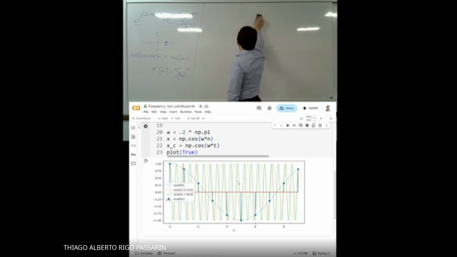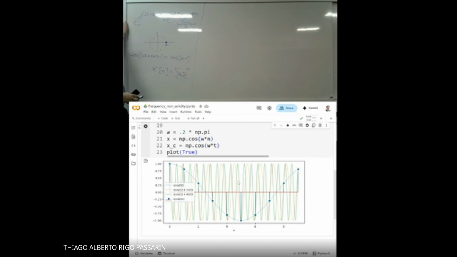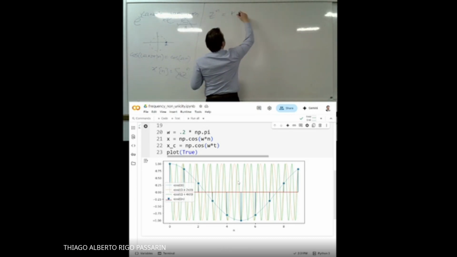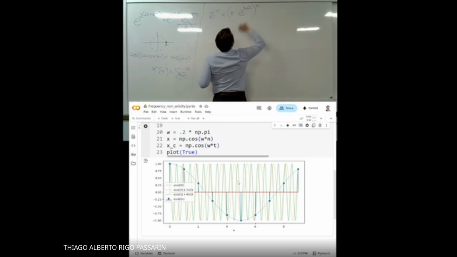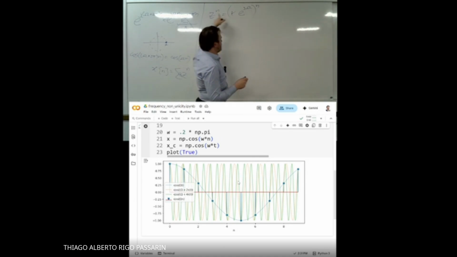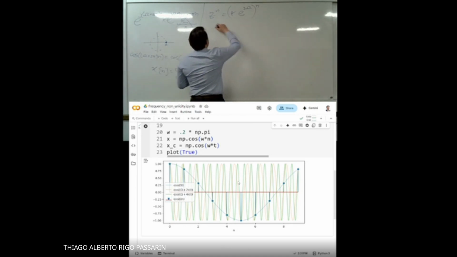So we've seen that what dictates the frequency of oscillation of my exponentials is omega. Let's go again. z to the n equals R e to the j omega, to the n. So what dictates frequency is omega. What dictates rate of growth or decay is R. So what's absolute summability?